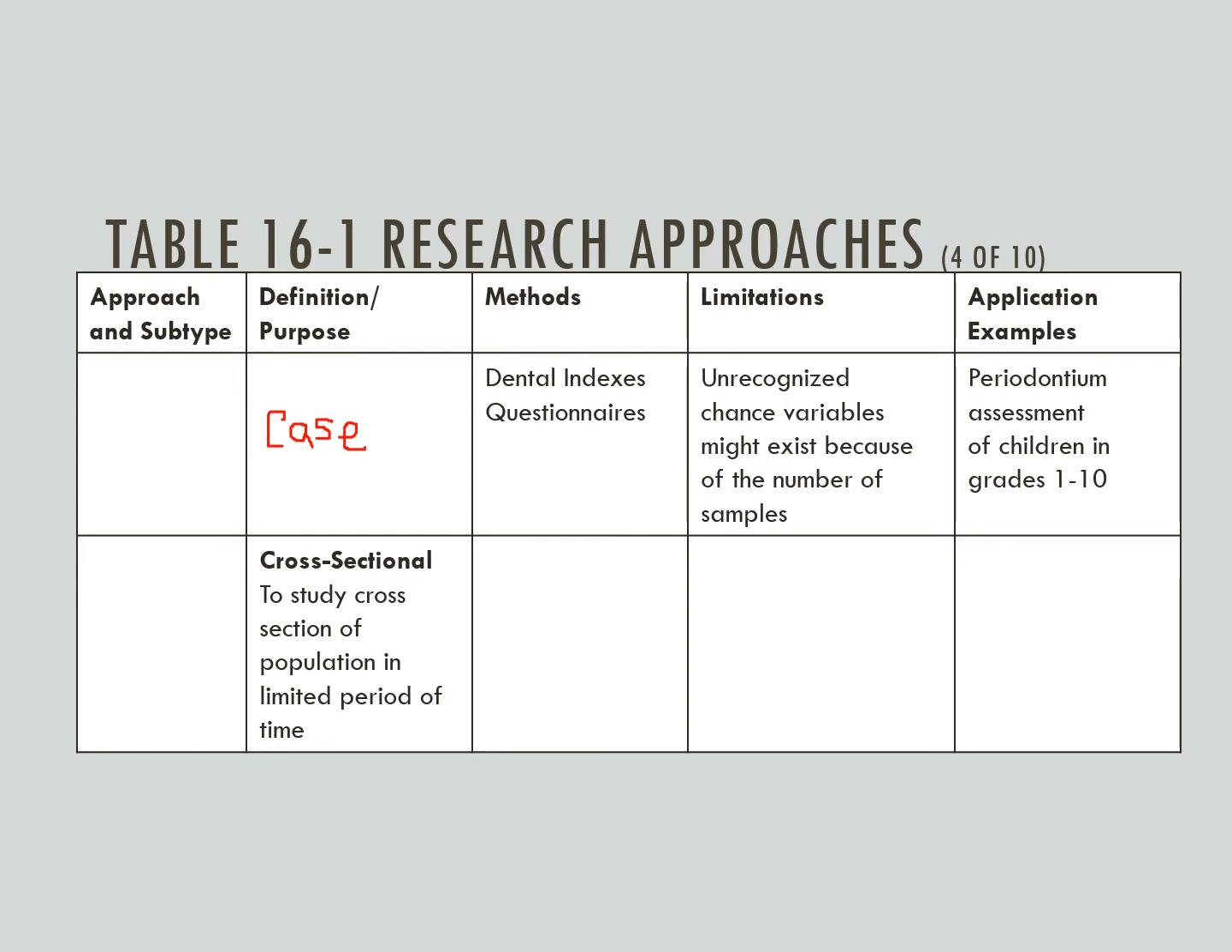There we go. The other things we can use are dental indexes and questionnaires in order to collect information about that person or that condition. And then some of the limitations, again, can be unrecognized chance variables might exist because of the number of samples. So I kind of already said that in the last slide, but we don't necessarily know because we don't have enough people to compare the information of.